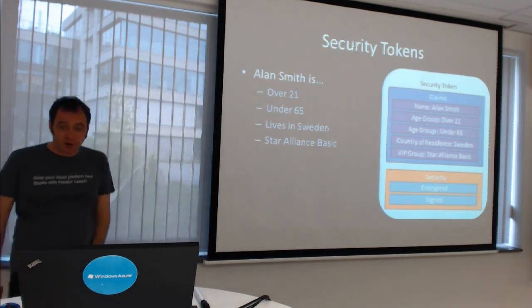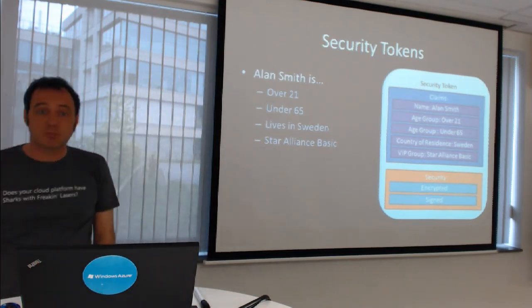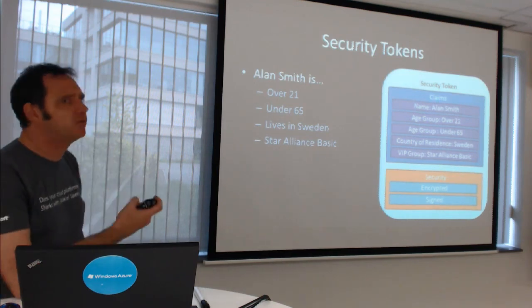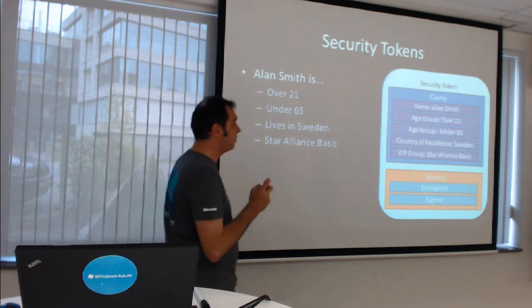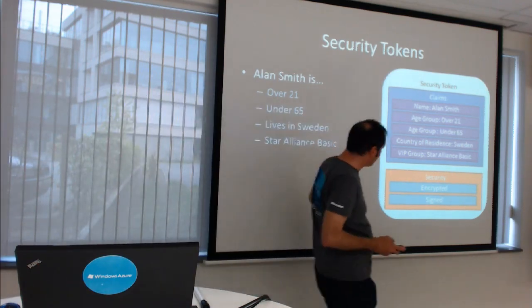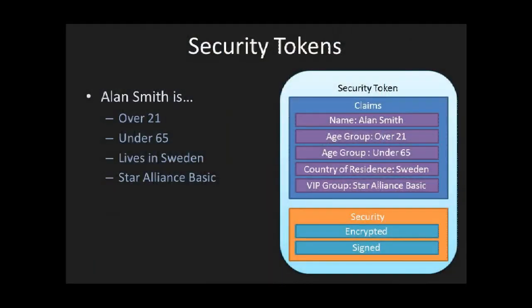Security tokens will be signed. There's a general rule that they have to be signed. You could build a system where you don't sign security tokens, but it would be bad news. Security tokens are typically encrypted, though they do not have to be. You can have them unencrypted, but they do have to be digitally signed. So if I decided to change that I was over 65 instead of under 65, the relying party would realise that the security token had been modified.